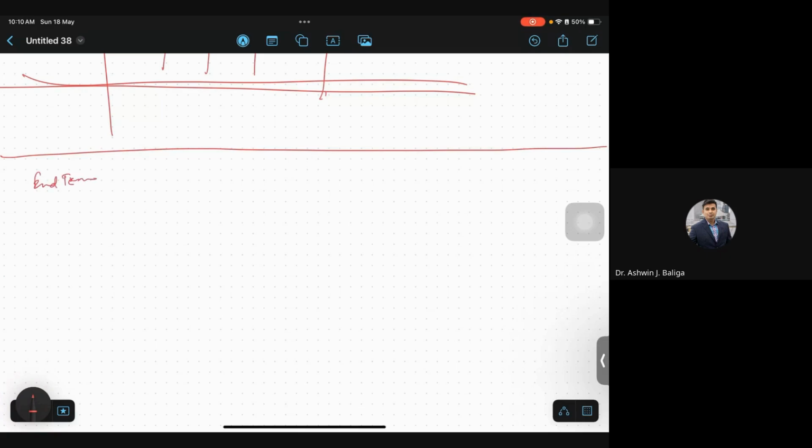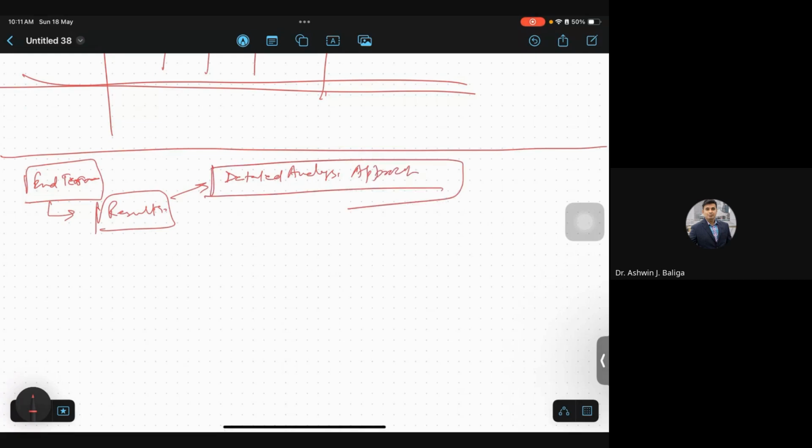So I'll just cover the Anthem. What exactly does the content of the Anthem report say? In the midterm, I told you what things we are focusing on, but for the Anthem, these are the heads we are focusing on: your results and your detailed analysis approach. Most of the reports are getting rejected on these portions. So these are the two key portions you need to be careful about while making your report.